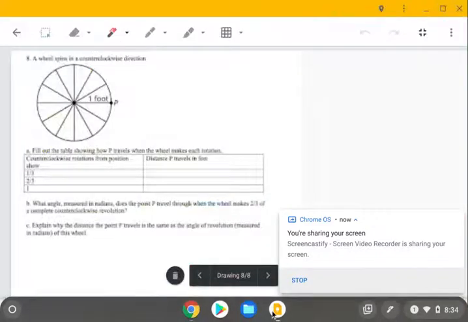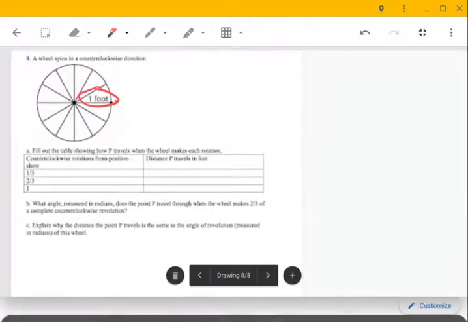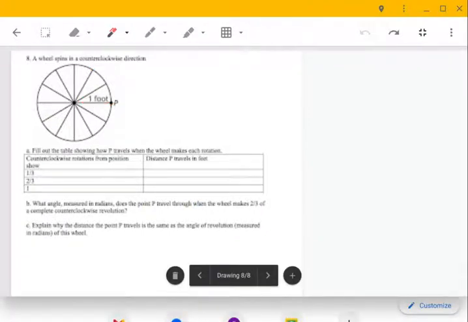Last question. A wheel spins in a counterclockwise direction. You can see based on here that we have a unit circle, so that's significant. Fill out the table below showing how P travels when the wheel makes each rotation.